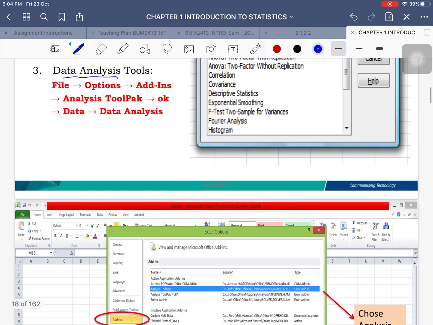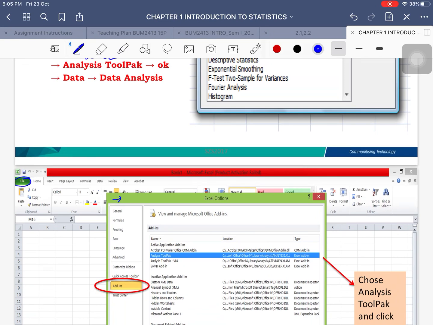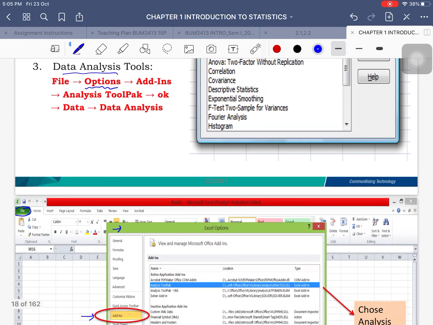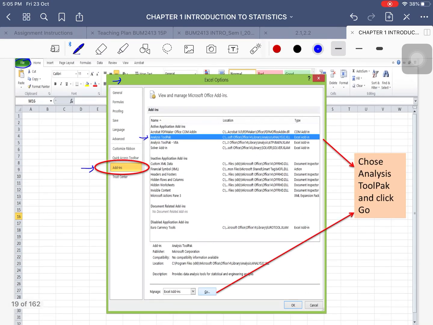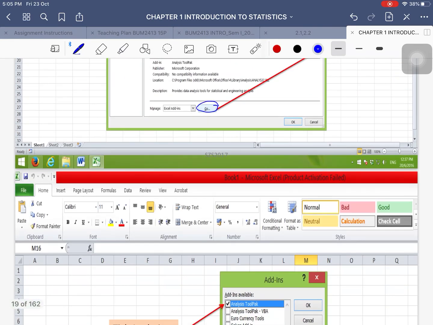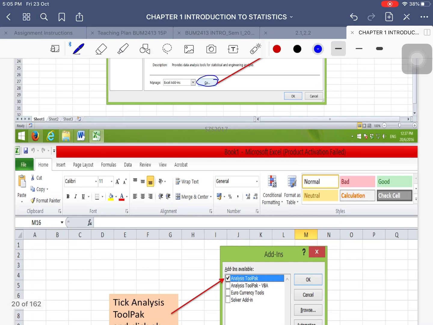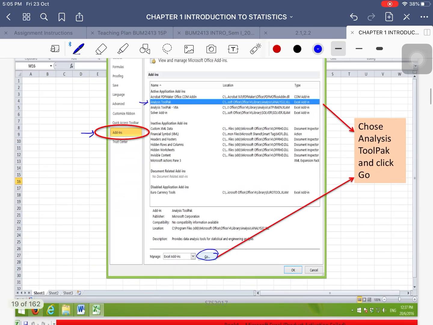Okay, how do you get the data analysis tools? First, click File over here, and you get a drop down menu. At the very bottom of the menu, there will be Options. Click Options, and you will come up with something like this. Choose Add-ins, and after you pick Add-ins, choose the Analysis ToolPak, and then click Go here. After you've done that, then only you click OK, and you will come to this interface, and then you click Data and choose ToolPak.